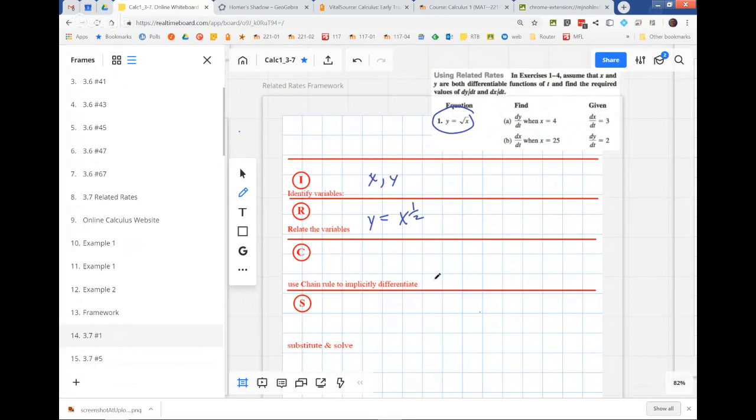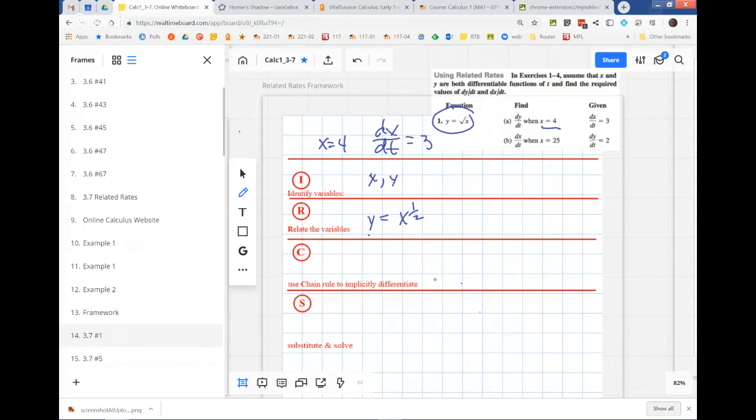There's another thing given up here on the top. We're told that x is 4. See, we're told that right there. And we're also told that dx dt is 3. So those are all gotten from the problem. All right. So I haven't done anything yet. All I've done is just summarize what's been given.